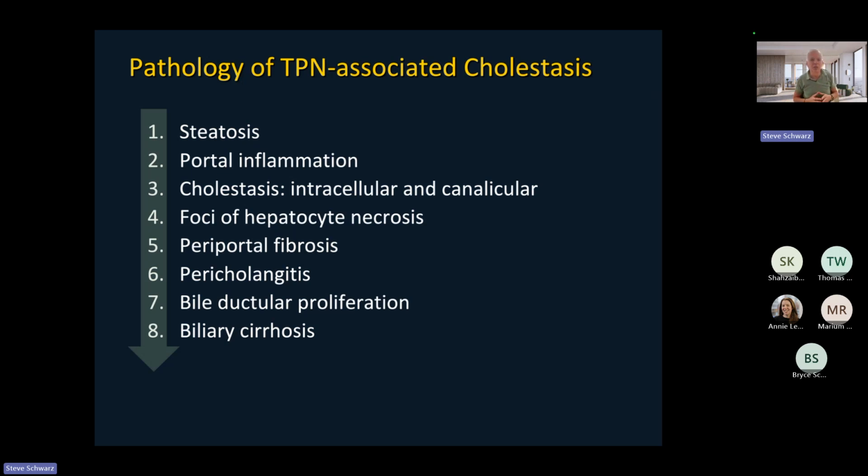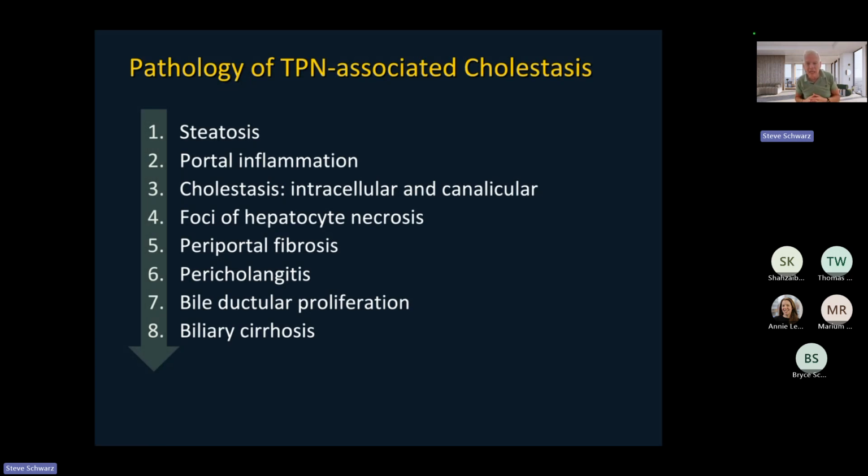Theoretically, the pathology of TPN cholestasis begins with steatosis, goes on to portal inflammation, followed by cholestasis. Cholestasis and portal inflammation lead to foci of hepatocellular necrosis and cell death. Fibrosis and cholangitis are also associated with a bile ductular proliferation.